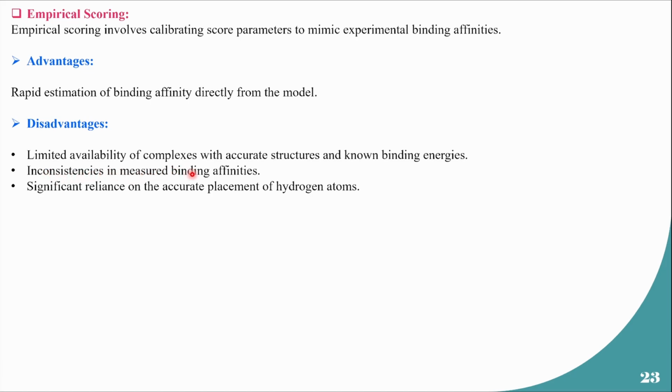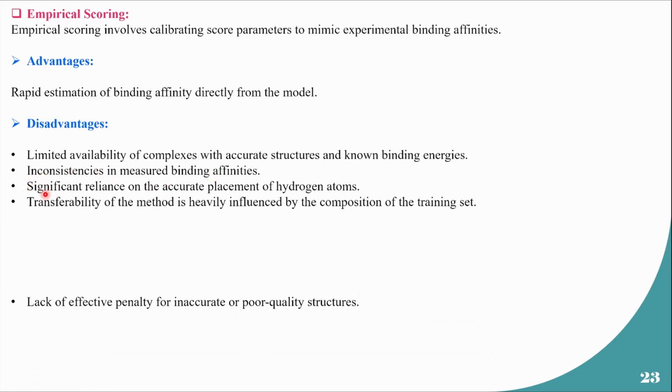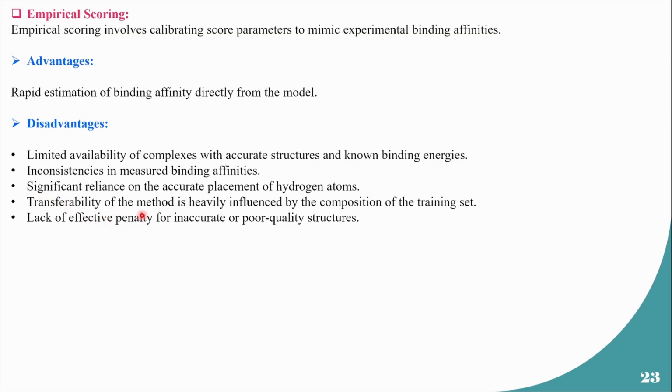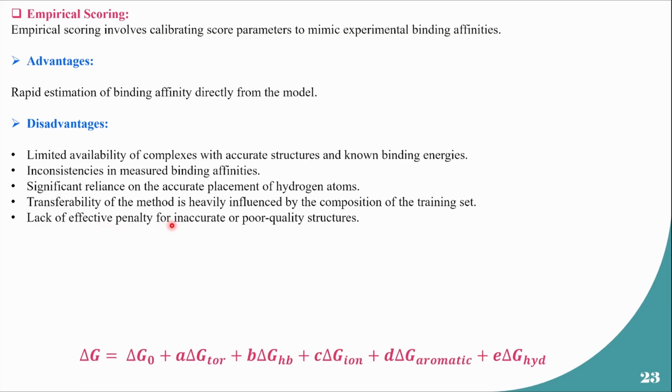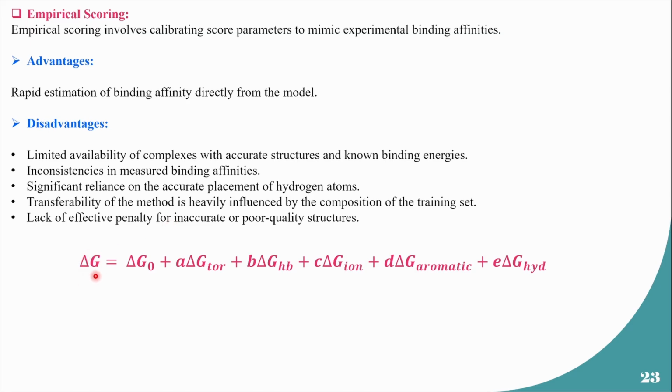Now, if there are measured binding affinity inconsistencies for a certain protein and a certain ligand, that will also create a disadvantage. It basically relies on the placement of hydrogen atoms. The transferability is influenced by the composition of the training set. There is also no effective penalty for inaccurate or poor quality structures. So this is an overall formula for the empirical scoring. We will see that the different energy parameters are given here, for example, energy parameters corresponding to torsions, hydrogen bonding, ionic, aromatic, hydrophobic, and so on. This type of overall consideration of different energy parameters is used in empirical scoring.